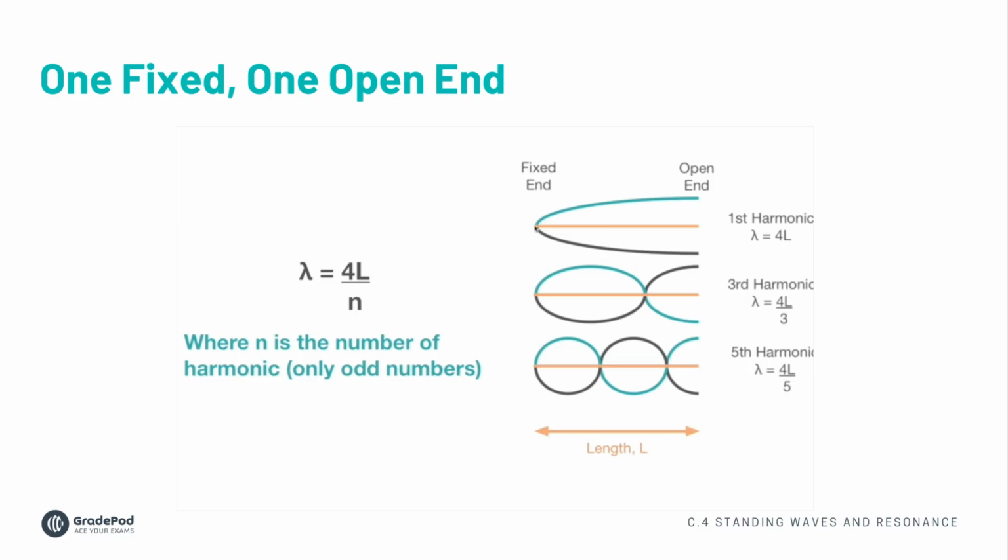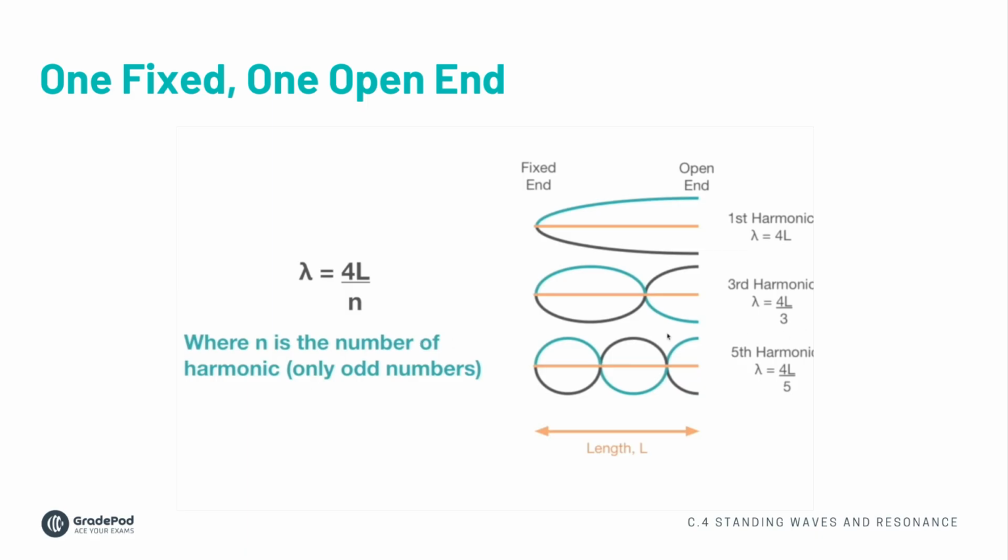The patterns we can create. The first pattern looks like this. And we have 1 antinode and 1 node. This point here represents 1/4 of a wavelength. So the L is equal to 1/4 of a wavelength, so wavelength is equal to 4 times L.